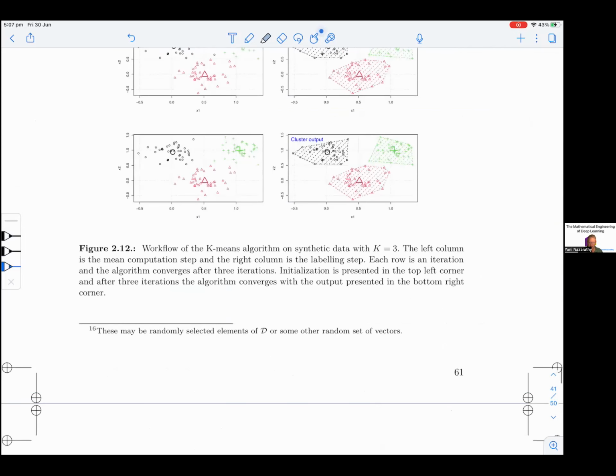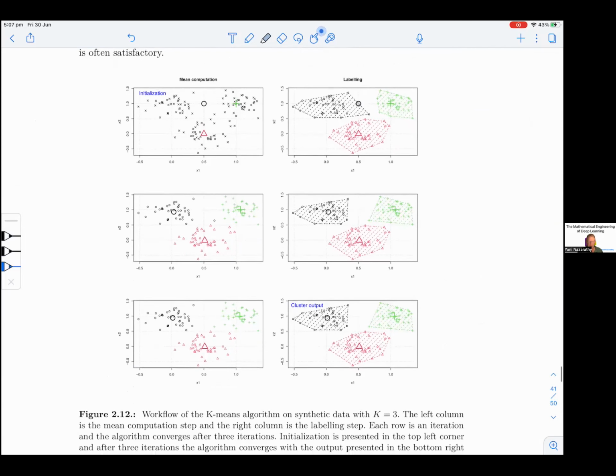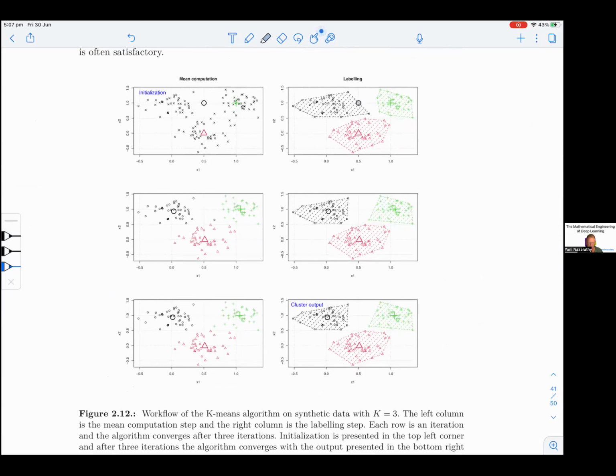Let's see it. So first row is the first iteration, second row is the second iteration, third row is third iteration. So we start with initialization here, where we randomly initialize 3 centers. Okay, then we do labeling. For each point, we see which center it's closest to. This point is closest to this center, so it's part of this center. And we do this for all points, okay? That is called labeling.